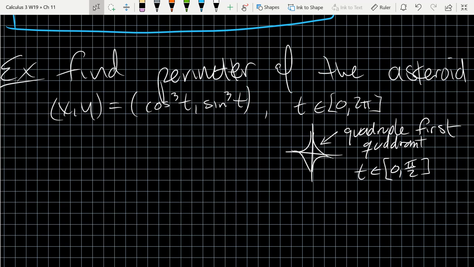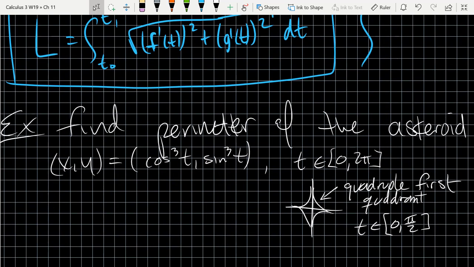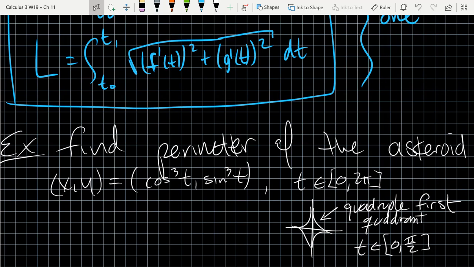So all you do is basically take the derivative of the x function, that'll be the f prime. Derivative of the y function, g prime, square those derivatives. We're going to simplify it and then find the antiderivative. So take those two derivatives separately, simplify it, and then find the antiderivative. So I'll give you a minute head start. We'll see who gets the perimeter first. Good time to ask any questions if you're stuck.